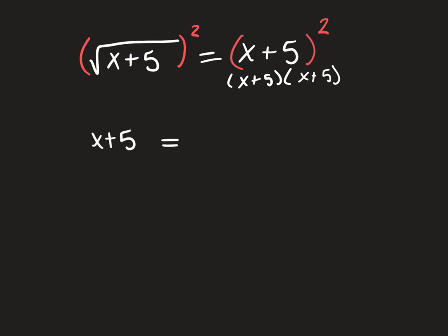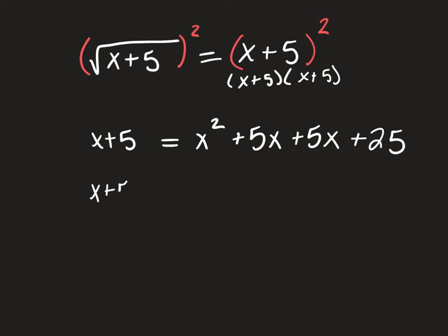So x times x is x squared. Outside gives us x times 5, which is a plus 5x. Inside we also get a plus 5x. At the end we get a plus 25. So then that simplifies down to x squared plus 10x plus 25.